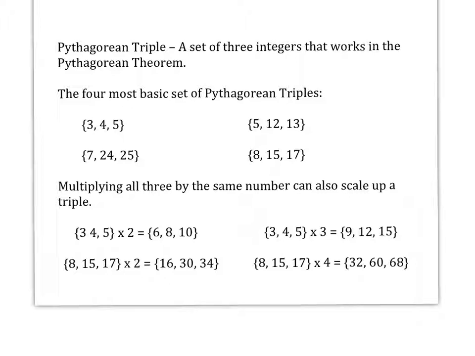And another cool fact is that multiplying all 3 numbers of Pythagorean triples by the same number can also scale up a triple. So for example, if we take 3, 4, 5 and multiply it by 2 right here and get 6, 8, and 10, that also is a Pythagorean triple. Or if we multiply it by 3, get 9, 12, 15, that's also a Pythagorean triple. So really, there are endless amounts of Pythagorean triples, but it's good to start recognizing these right away, but you do not have to memorize them. So just another fun fact about Pythagorean triples.